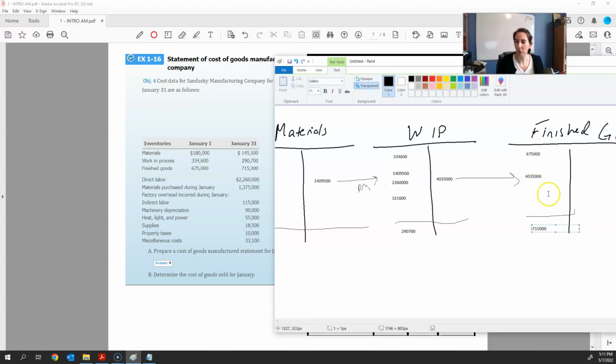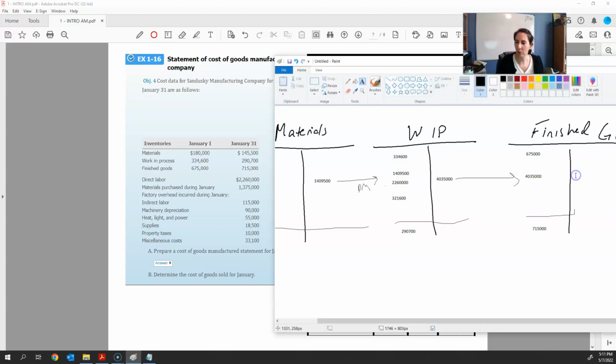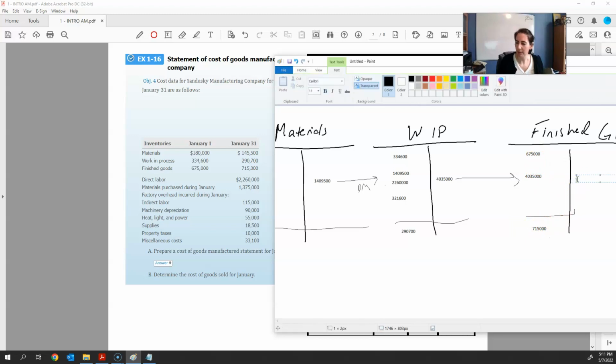So these two right here are basically my cost of goods available for sale. I had 675,000 sitting on the shelf. I brought in another 4,035,000. So really I had 4,710,000 available for sale, and there's still 715,000 sitting on my shelf, which means we add these two and subtract this one, I must have sold 3,995,000. Okay, I feel like I'm missing a zero. I am missing a zero. There we go. Now that we have all these numbers and we've arranged this picture, you've got your beginning WIP plus direct materials plus direct labor plus factory overhead and so on.